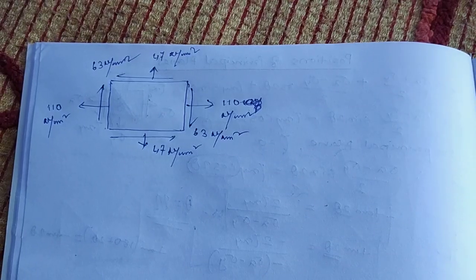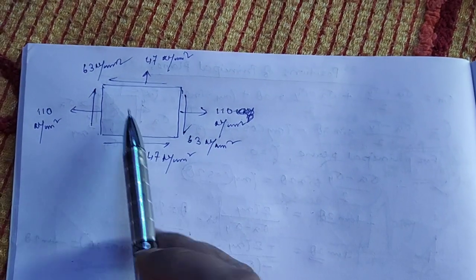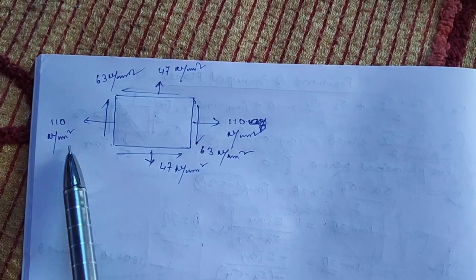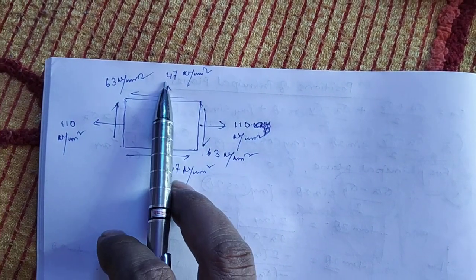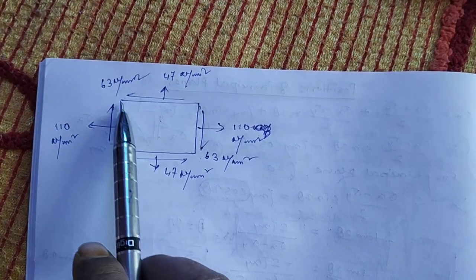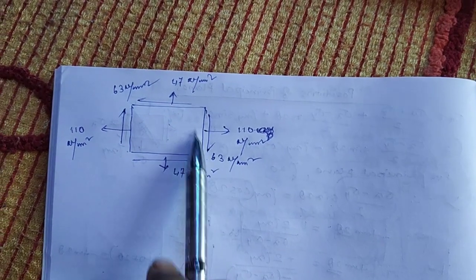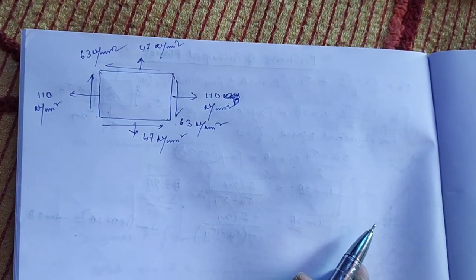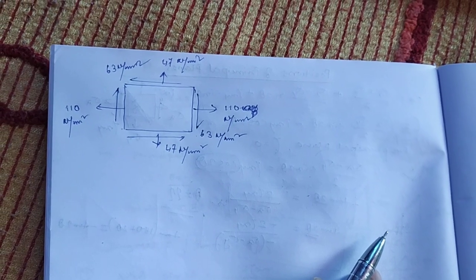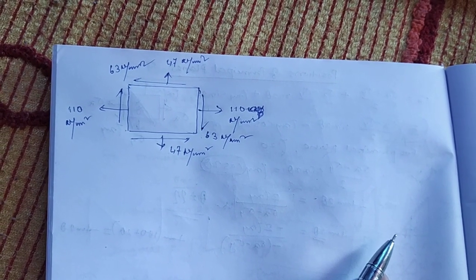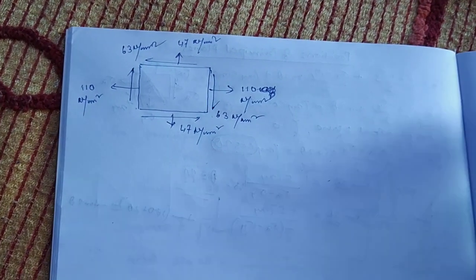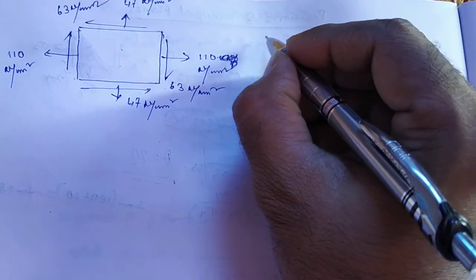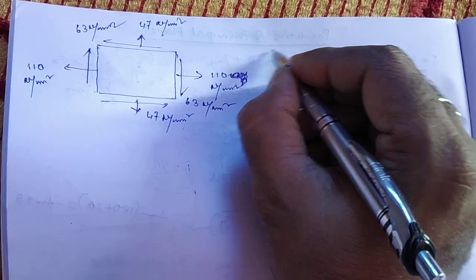Okay. Now suppose there is one example: one body is subjected to normal stresses of 110 Newton per millimeter square in x direction, 47 Newton per millimeter square in y direction, and 63 Newton per millimeter square shear stress in all directions, right? Now they are asking to find out the major and minor principal stresses, and what will be the position of the principal planes. To find this out will be simple, because you just have to put the values in these equations.